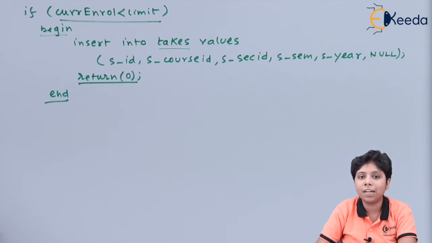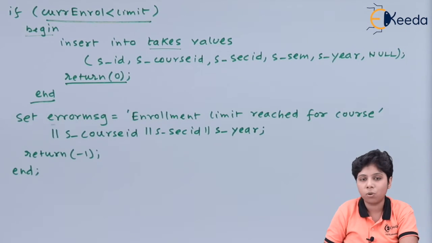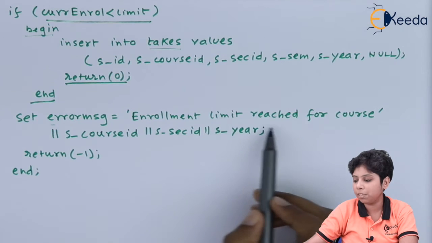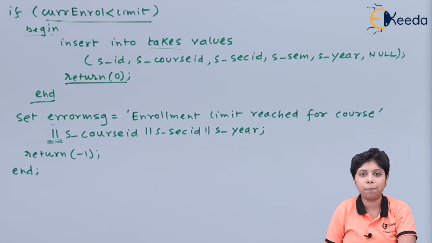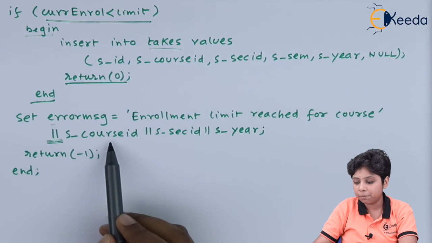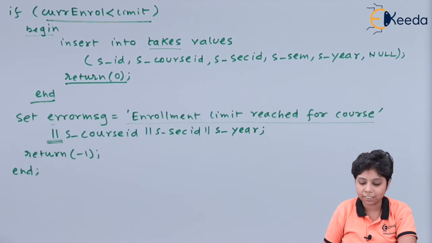Now I have to return another part to show that the error message has been generated, as the current enroll is not less than the limit. See here, I have set an enroll message, or an error message, that the enrollment limit reached for course, and with the use of the delimiter, a double pipe, I am saying that this message is a constant character string.